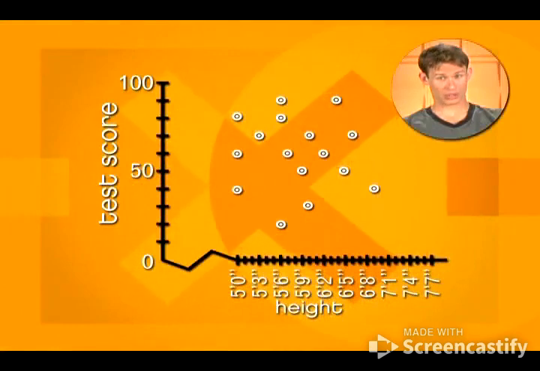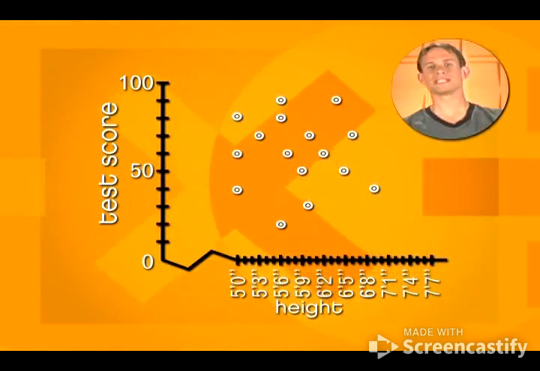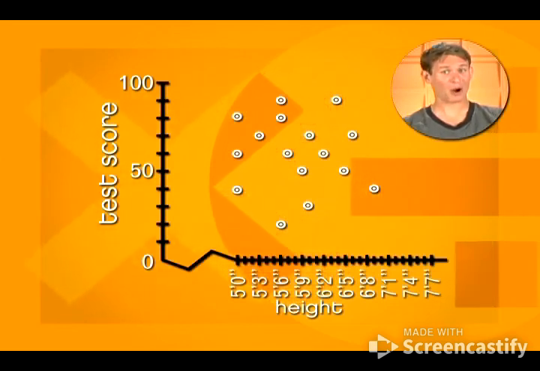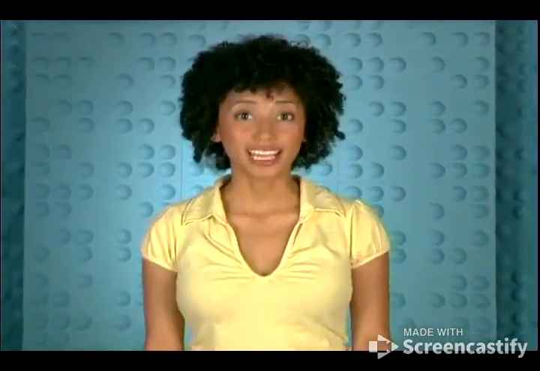When there's a weak relationship, or none at all, like between test scores and height, the data points will be all over the place. Whether you're tall or short doesn't affect how hard you study and what test scores you get. So, scatter plots let us know at a quick glance whether two sets of data are related.